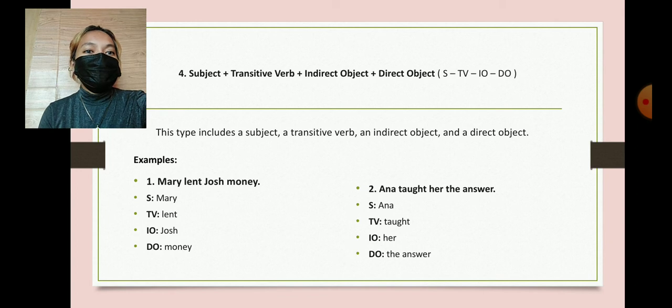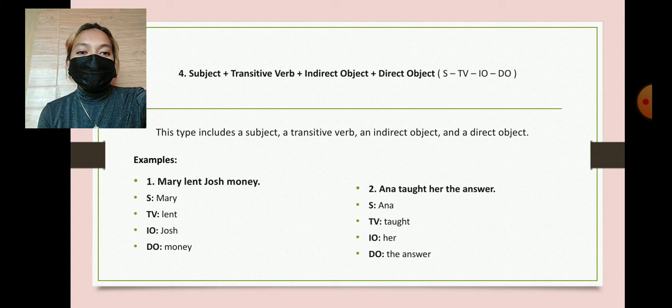Fourth, subject plus transitive verb plus indirect object plus direct object. So we have here the four elements. So this type includes a subject, a transitive verb, an indirect object, and a direct object. An example of this is the STV-IO-DO. Example 1 is: Mary lent Josh money. So the subject is Mary, the transitive verb is lent, the indirect object is Josh, and the direct object is money.